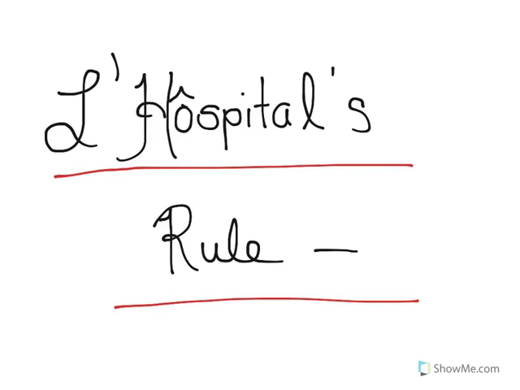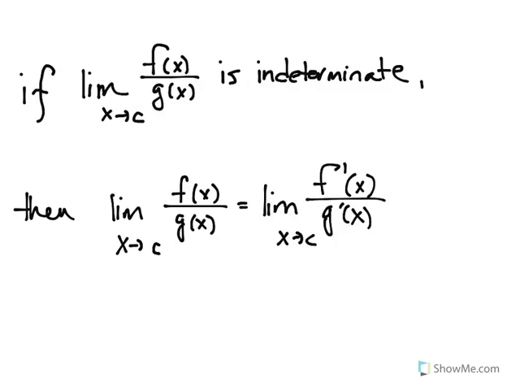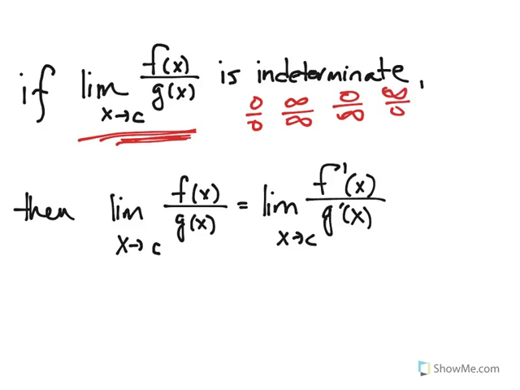What L'Hopital's rule says is that if you're finding the limit of one function over another as x approaches some value, and that limit is indeterminate, meaning it's 0 over 0, infinity over infinity, 0 over infinity, or infinity over 0, then the limit of what you're looking for is the same as the limit of the derivative of the top divided by the derivative of the bottom. All you have to do is take the derivative.